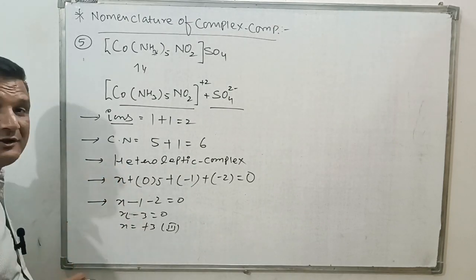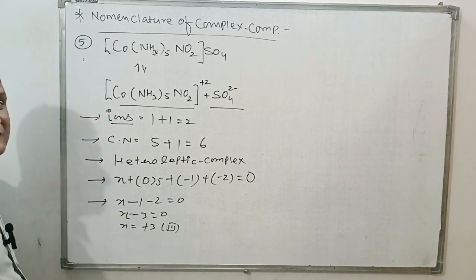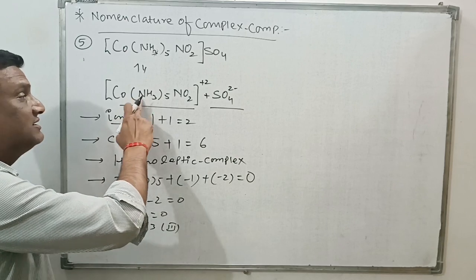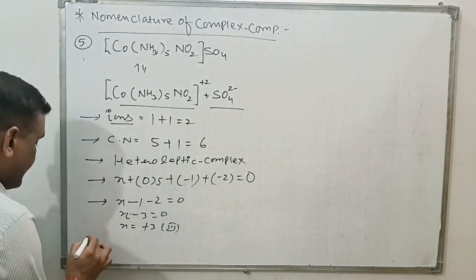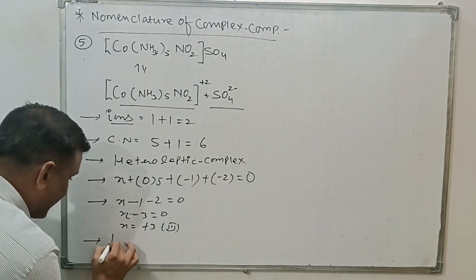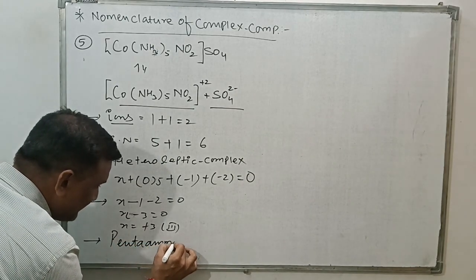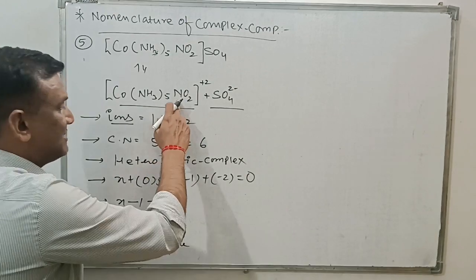Now I would like to go with the nomenclature. No cation, so we will start from the ligands alphabetically. This is the ammine, this is the nitro. So you have to write, with a capital letter, pentaammine. Then this is the nitro.